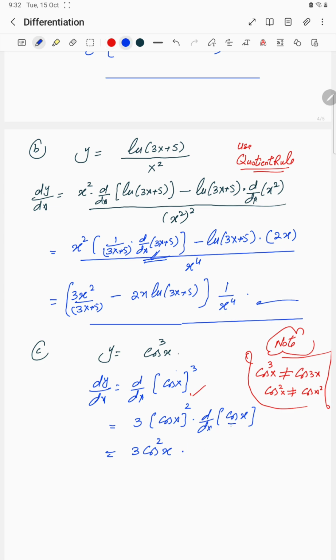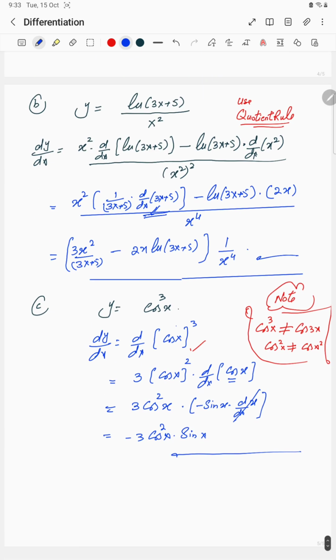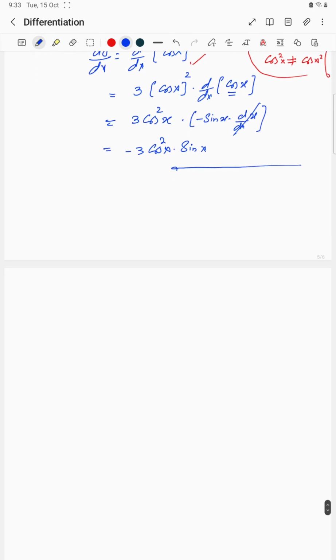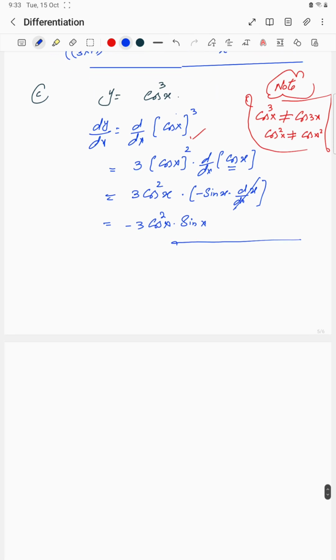Times the derivative of cos theta, which we know is minus sine theta, times the derivative of theta, which is x. So I suggest you keep carrying this step. It will be minus 3 cos square of x times sine of x. This will be the answer. I hope it is clear. Let's proceed to another question to end this concept.